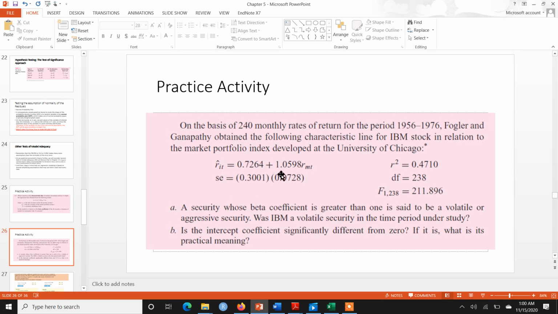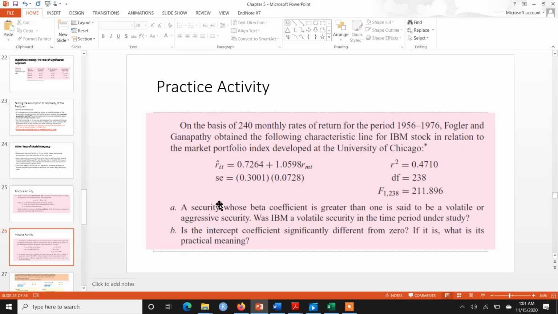So let's say we have the regression equation, we also have the values of standard errors, and then certain other values, because the sample size is 240. So the 240 minus 2 degrees of freedom is 238, and then R square as well. By the way, whenever we run regression in statistical software, these values are always reported by that software.